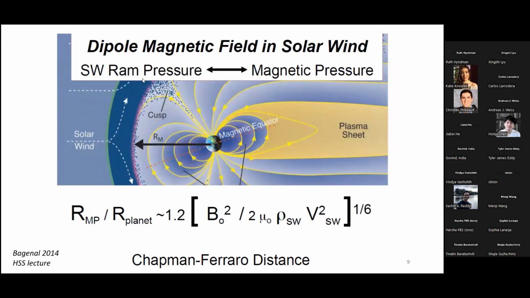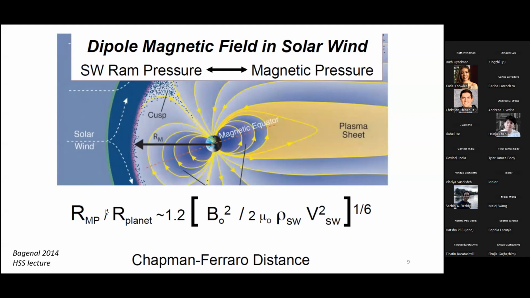These couple of slides are from Fran Bagenal, and I really like them because they lead you down the path of trying to understand what's going on at some of the other planetary magnetospheres, and why there are some pretty key differences between, for example, the Earth and Jupiter. This slide writes down a nice expression that tells you, based on that pressure balance, where the magnetopause is relative to the radius of a planet.